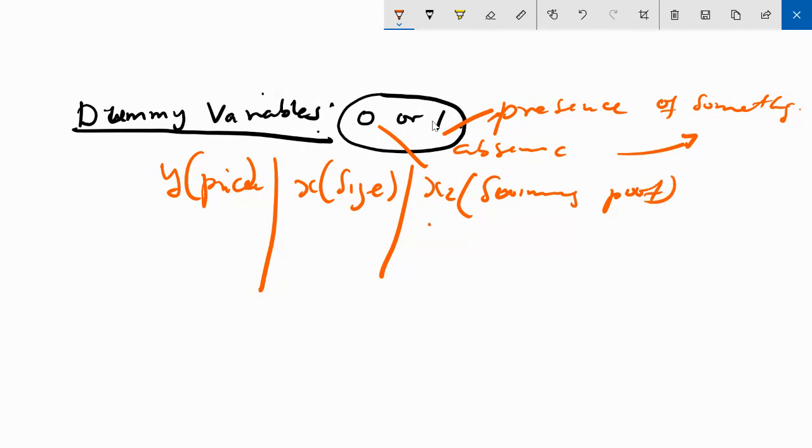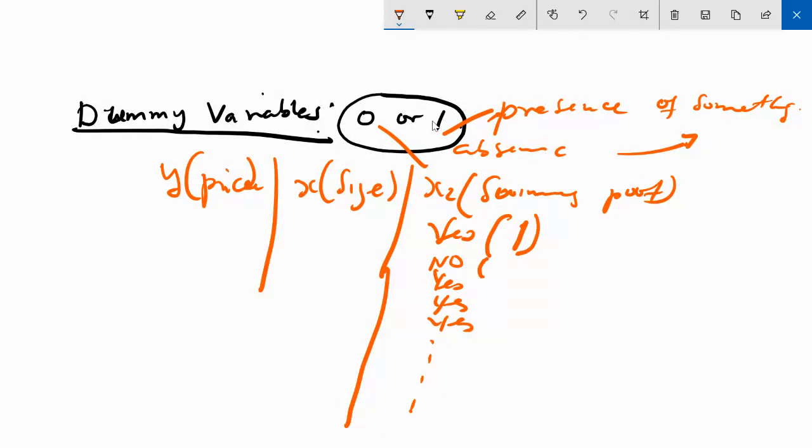Swimming pool was represented by yes if the house has a swimming pool, no if the house does not have a swimming pool, and so forth. So now we change this to what? Wherever we see a yes, we put a 1. Wherever we see a no, we put a 0. So in this case, 1 represents that the house has a swimming pool. 0 represents that the house does not have a swimming pool.